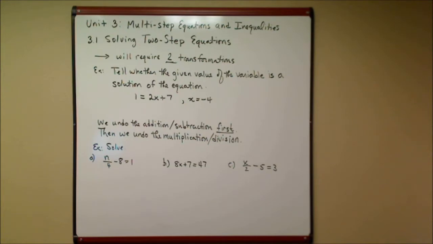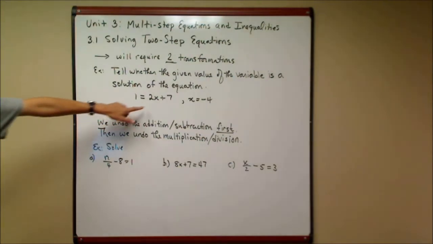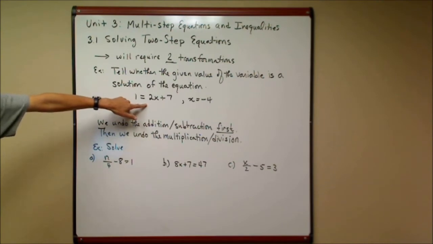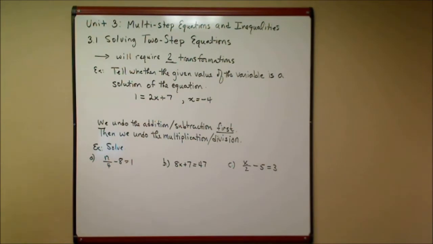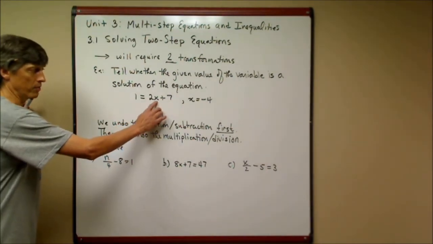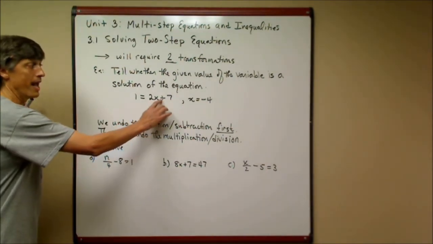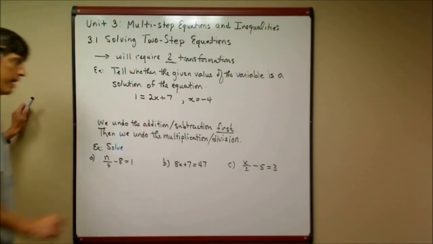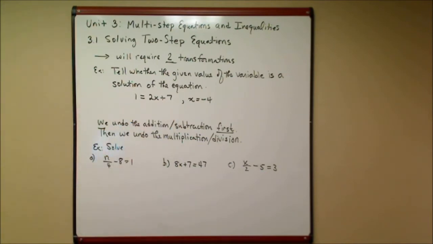Now, before we actually start solving and showing the work, let's look at an example of a two-step equation and a possible solution. And I have it written right here. It says, tell whether the given value of the variable is the solution to this equation. This is the equation, the value for the variable. Notice that on the right side, your variable x is being multiplied by 2, and there's a 7 that's being added to it. That's where it gets the two steps. You've got to undo both parts. You've got to get rid of the 2 and the 7.